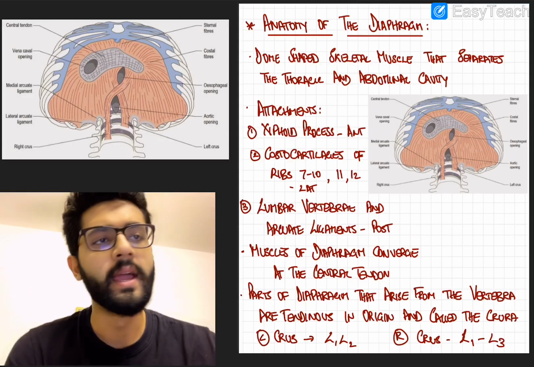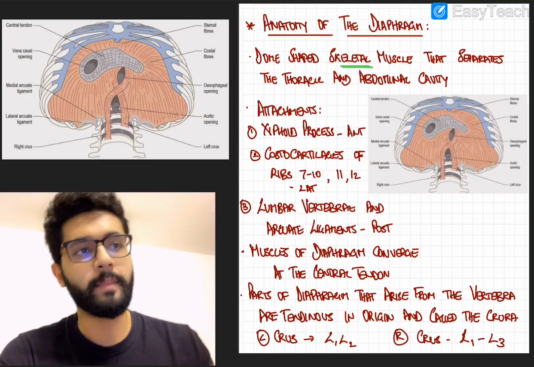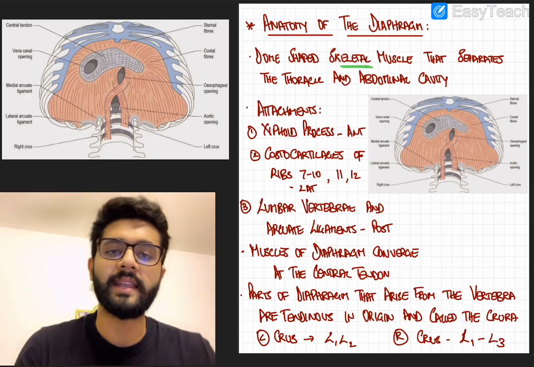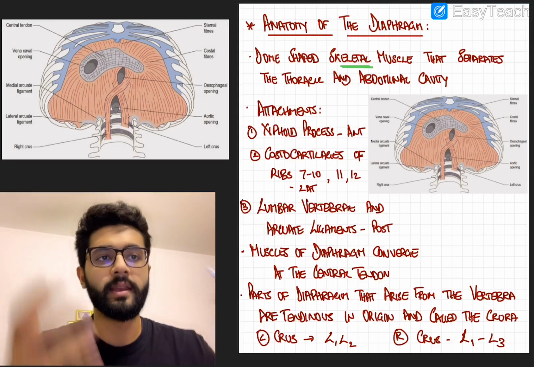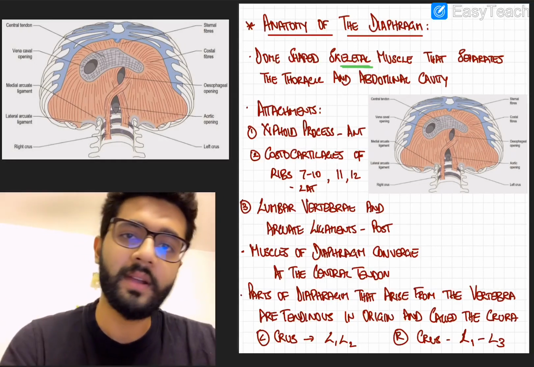The diaphragm is a dome-shaped skeletal muscle that separates the thoracic and the abdominal cavity. It lies between the thoracic and the abdominal cavity. Most of you have already seen pictures of that. Now let's talk about the diaphragm under those 6 headings.